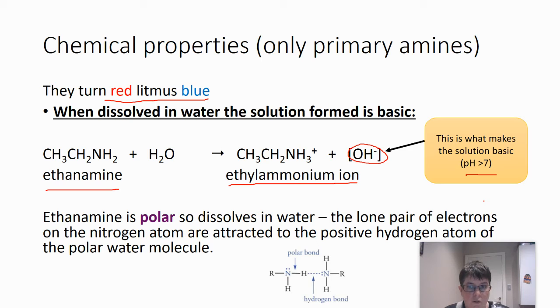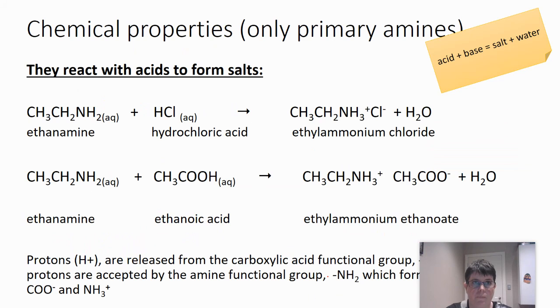Ethanamine is polar, so it dissolves in water. The lone pair of electrons on the nitrogen atom are attracted to the slightly positive hydrogen atom of the polar water molecule. So it can form these hydrogen bonds, and so there is interaction between the molecules, intermolecular attractions. So these are the chemical properties of primary amines.